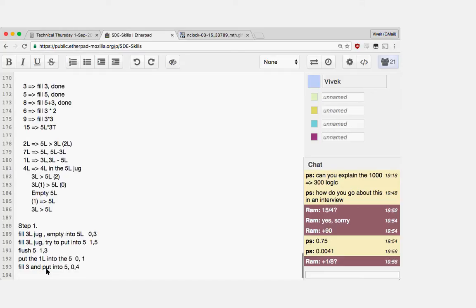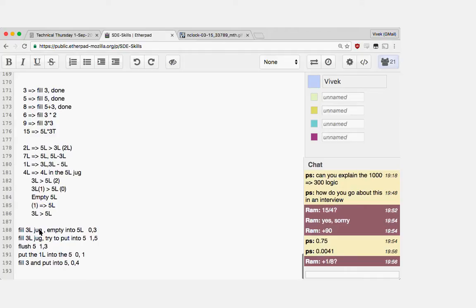Right. I think I just typed it up in the steps. So after the first step, you fill the jug and empty, so you have 0,3, and then you have 1,5, and then you have 1,0.